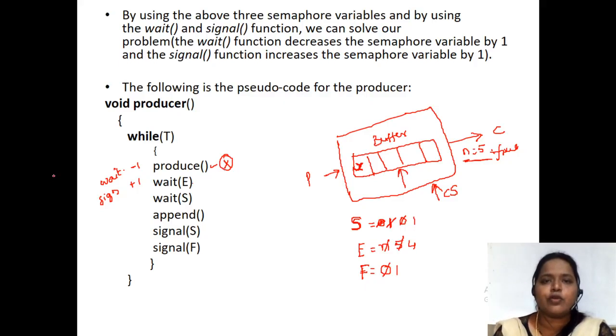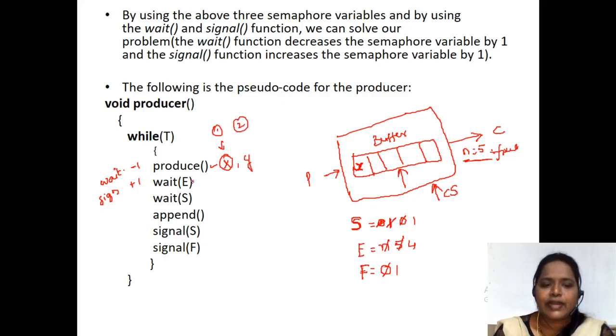So what happens when we are producing an item is that full is increased and empty slots are decreased. That is the concept of the producer producing an item. After signal, this is the first turn, we have produced one item. Now in the second turn, the producer again wants to produce an item Y.